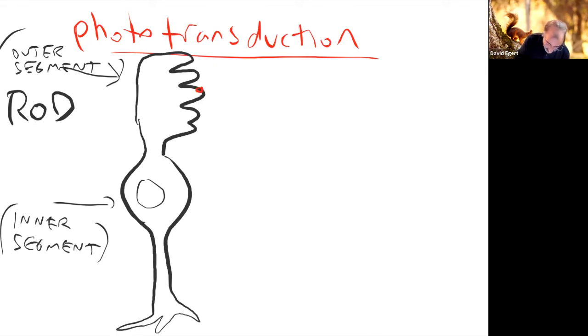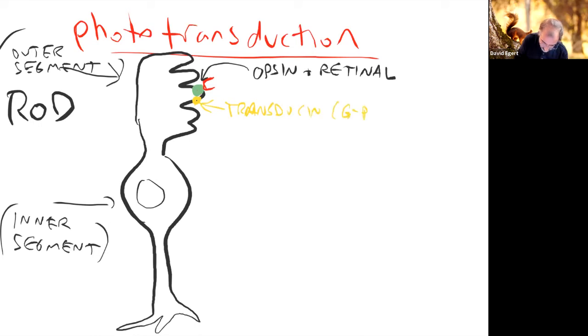So in this outer segment, we have these membrane proteins called opsins that are tied into a little thing called retinal. So this thing that I just drew here, this is opsin plus retinal, which we'll talk about in more detail. And there's also this thing called transducin, which is basically a G protein. An opsin is actually a G protein coupled receptor.